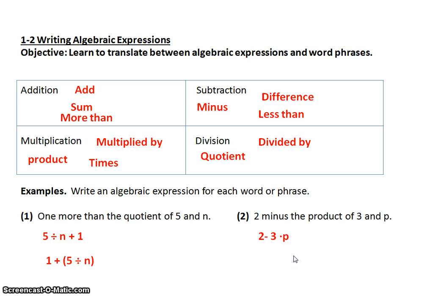Now we can also rewrite that by omitting or not writing the dot. So we would just have 2 minus 3p, because without any math operation between a number and a letter, that would indicate multiplication or product. We could also add parentheses to help us maybe understand the problem a little bit clearer. 2 minus 3 times p.